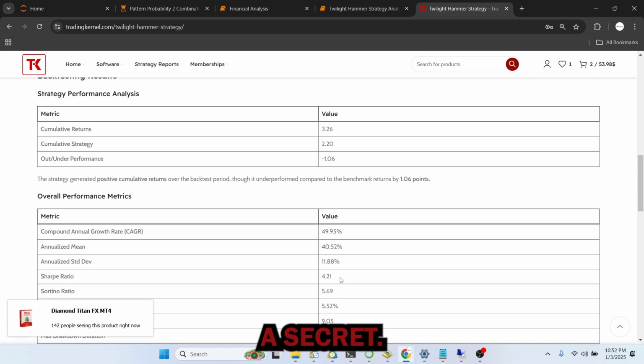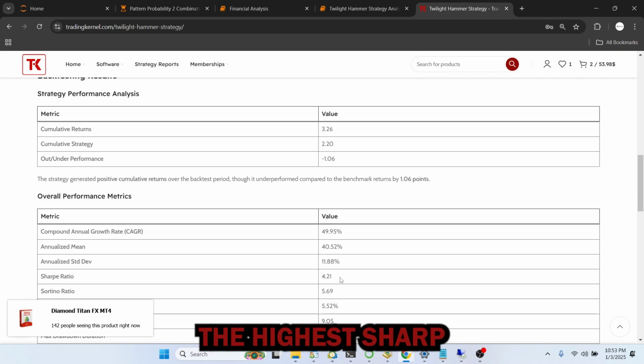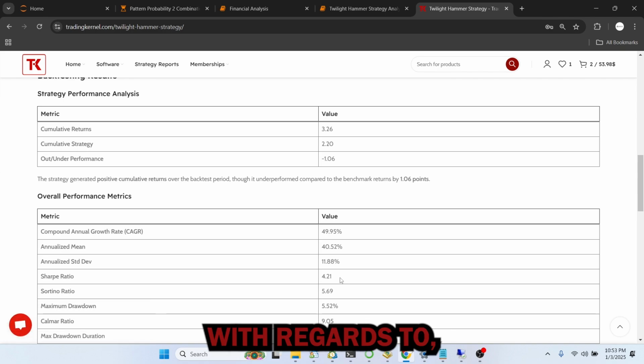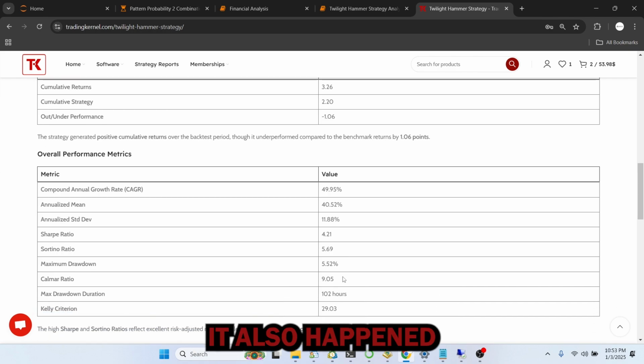Guys, I'm going to give you a secret. This is one of the highest Sharpe ratios I have ever seen with regards to trading strategies that I have developed over the past few years. Okay, it also happens to pass all of my steps, which is obviously why I am releasing it to you guys.